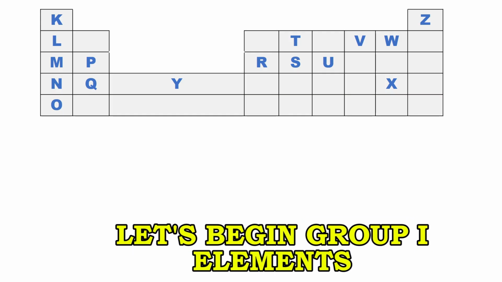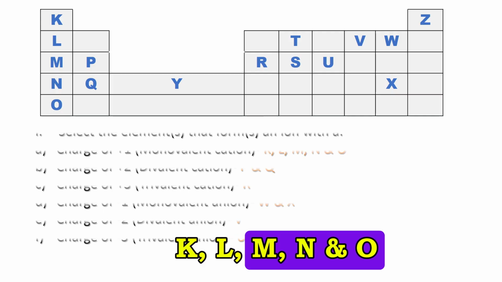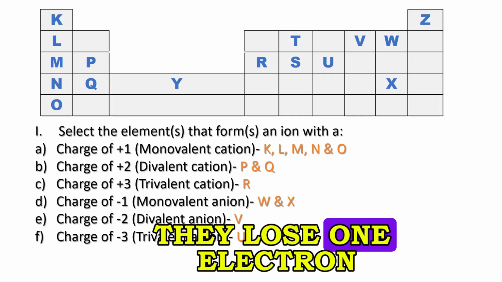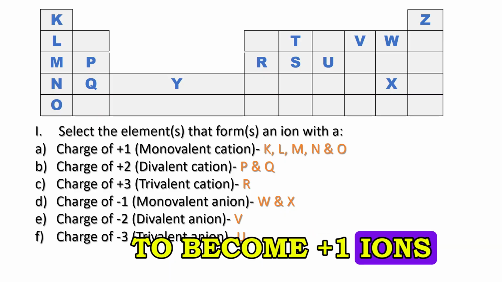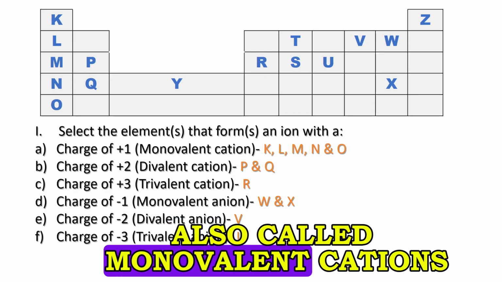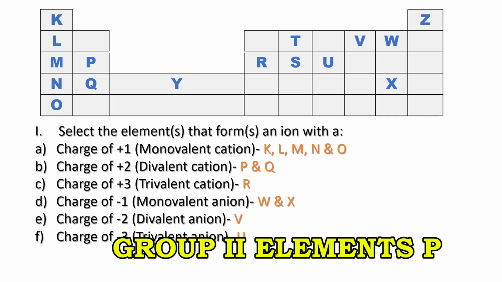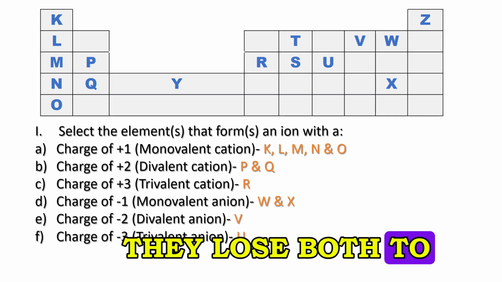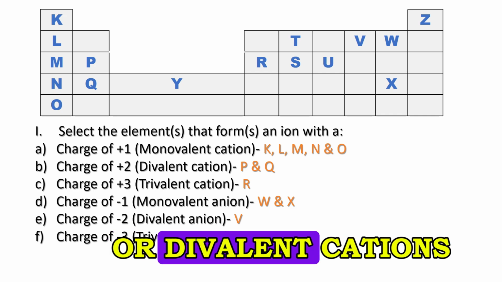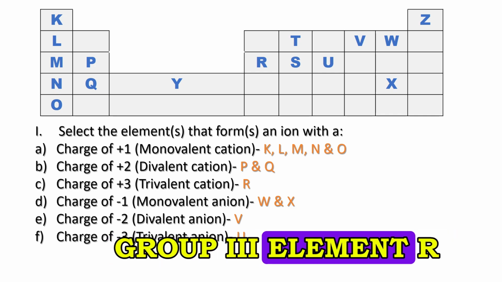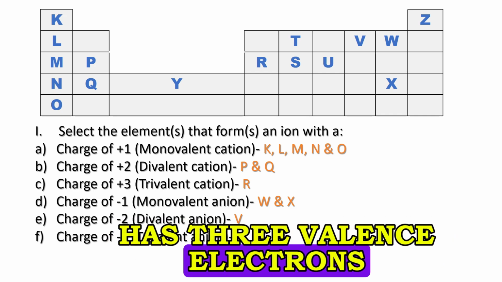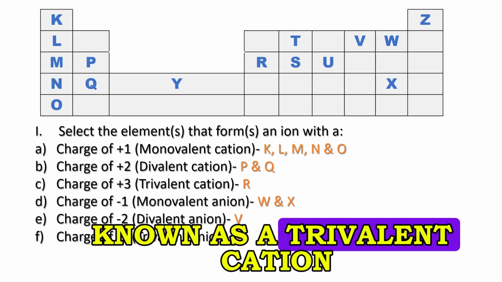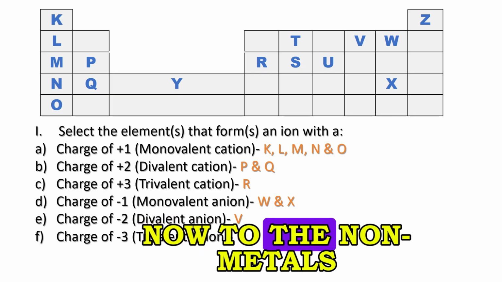Let's begin. Group 1 elements, K, L, M, N, and O, each have 1 valence electron. They lose 1 electron to become +1 ions, also called monovalent cations. Group 2 elements, P and Q, have 2 valence electrons. They lose both to form +2 ions, or divalent cations. Group 3 element, R, has 3 valence electrons, so it loses 3 to form a +3 ion, known as a trivalent cation.